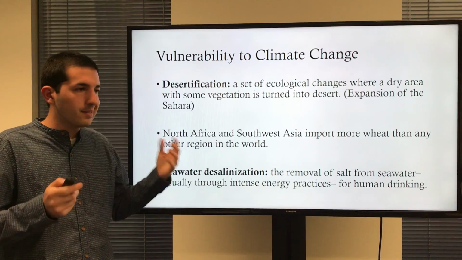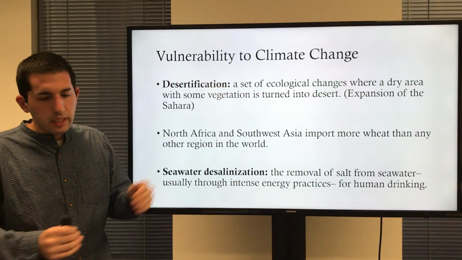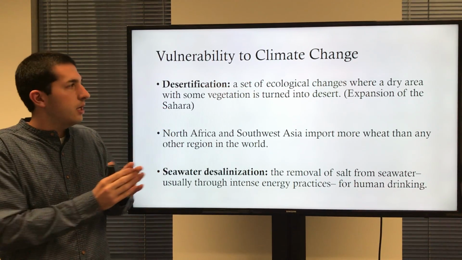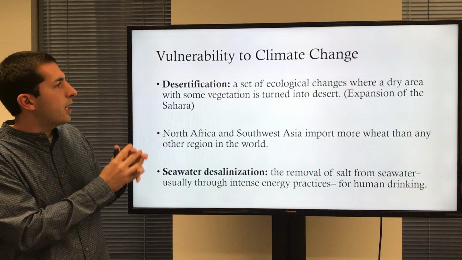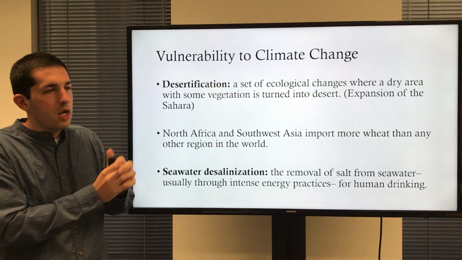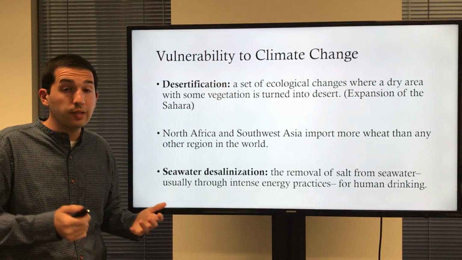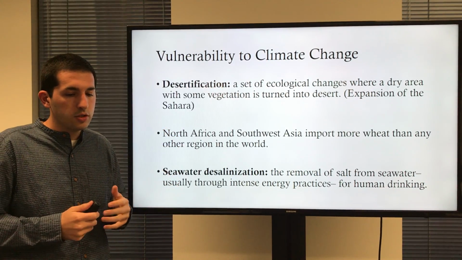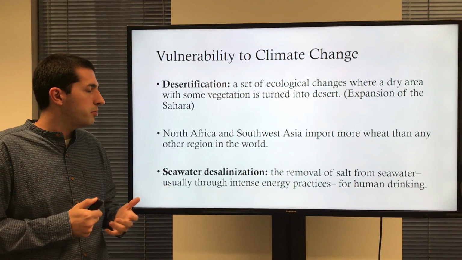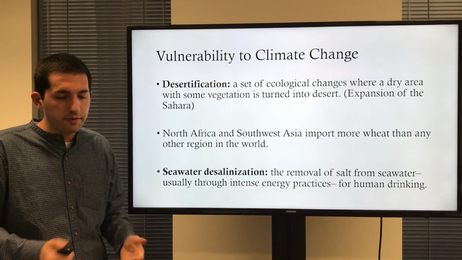Desertification, we talked about this a little bit. It's when ecological changes cause a desert to expand, the expansion of the Sahara in this case, getting larger and causing problems obviously for folks that have to live in that region, because it's certainly not a friendly place to try to support human life.